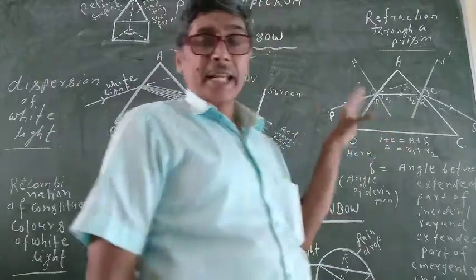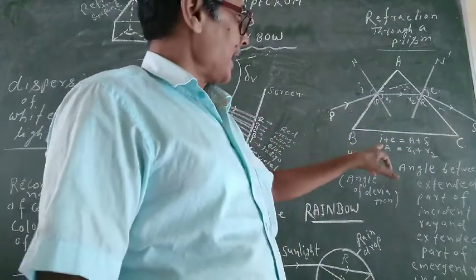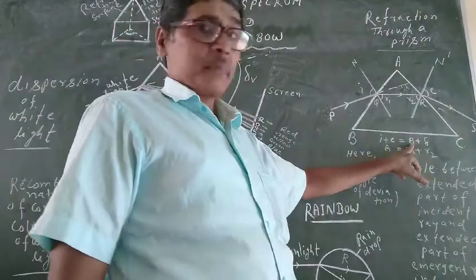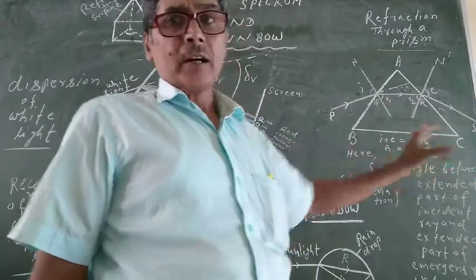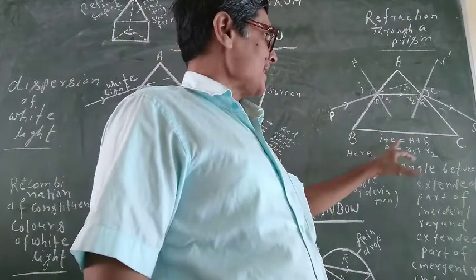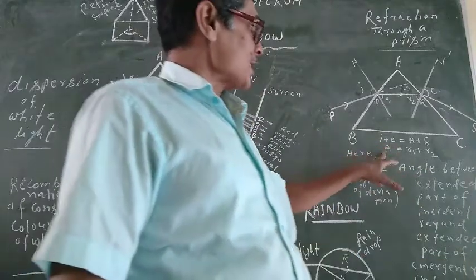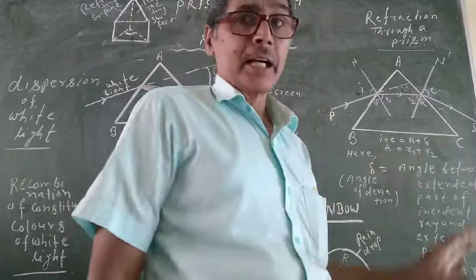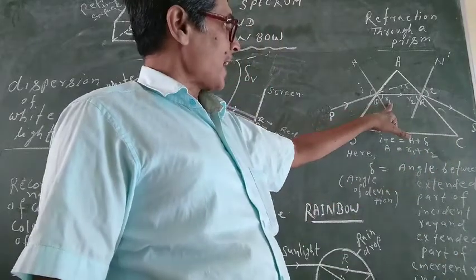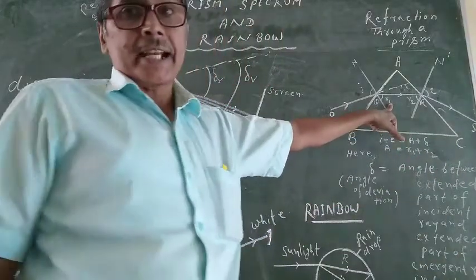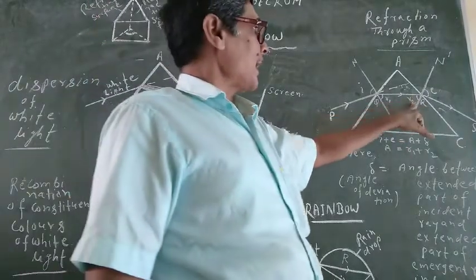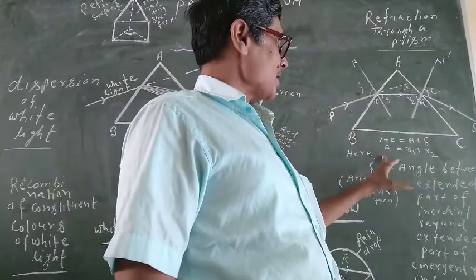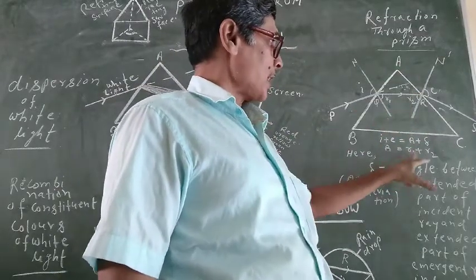In this case we can prove that the angle of incidence plus the angle of emergence equals the angle of prism plus the angle of deviation. So I plus E is equal to A plus delta, and A is equal to R1 plus R2. R1 is the angle of refraction on the first surface and R2 is the angle of refraction on the second surface. So the angle of prism A is equal to R1 plus R2.